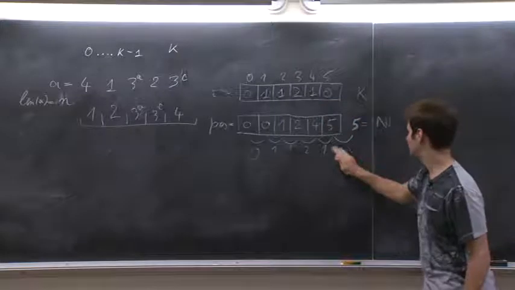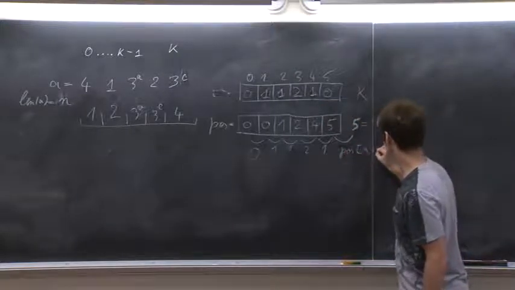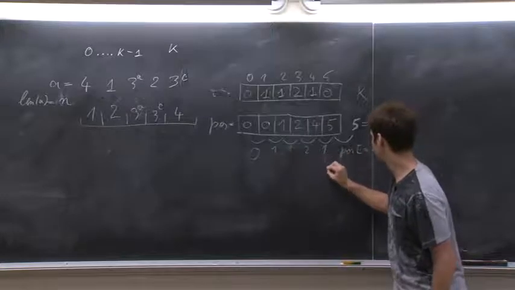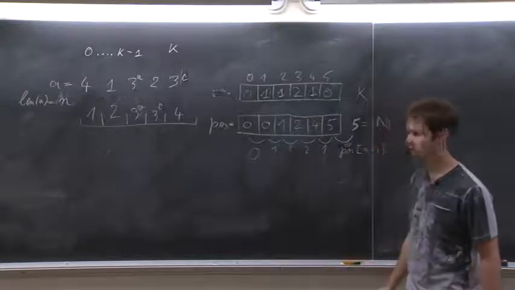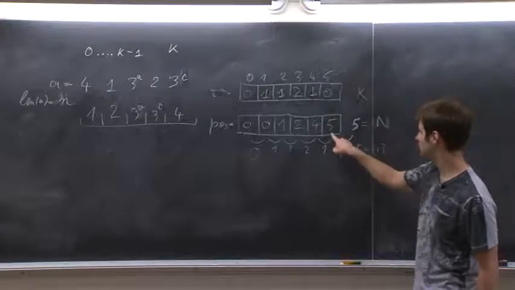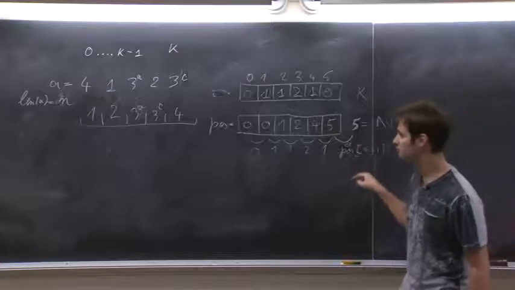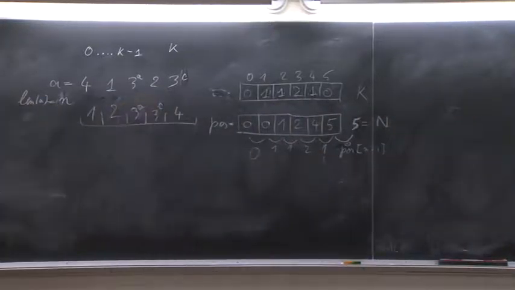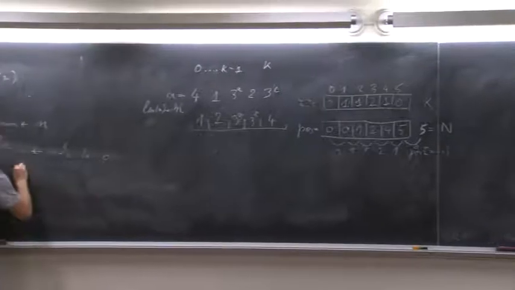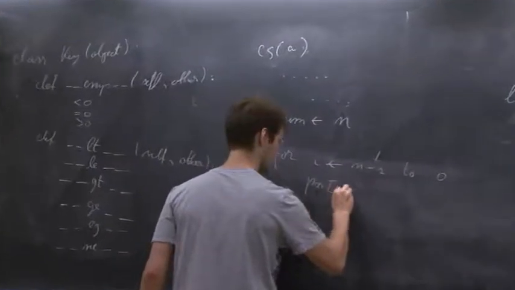Yeah. So this is pos of n minus 1. This is pos of n minus 2, and so on and so forth. So to get from n to the value here, I have to subtract this guy. So pos of i, right? Pos of i.